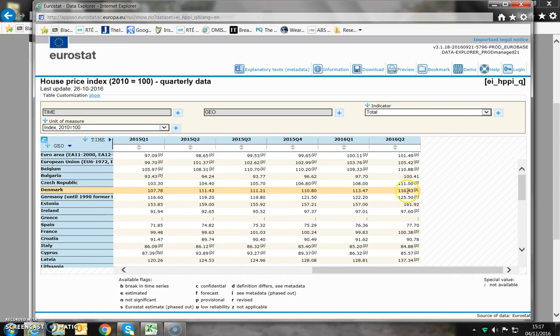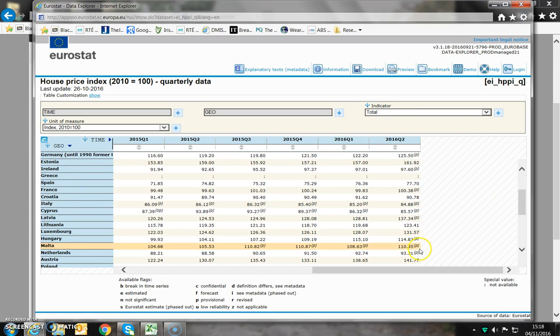16% more expensive in Denmark. 25% more expensive in Germany. Ireland 2.5% cheaper. Spain, quite a significant amount, over 22% cheaper. In and around the same in France, no major price change between 2010 and 2016 quarter two, and 37% more expensive in Latvia. So that's us reading the graph, eyeballing the statistics first of all, the first thing we'll do.